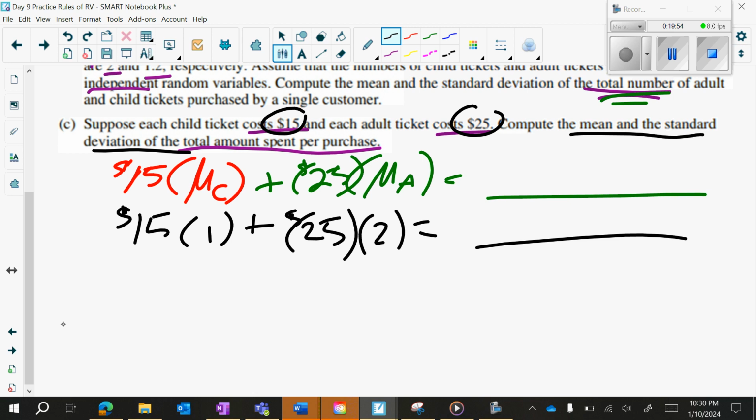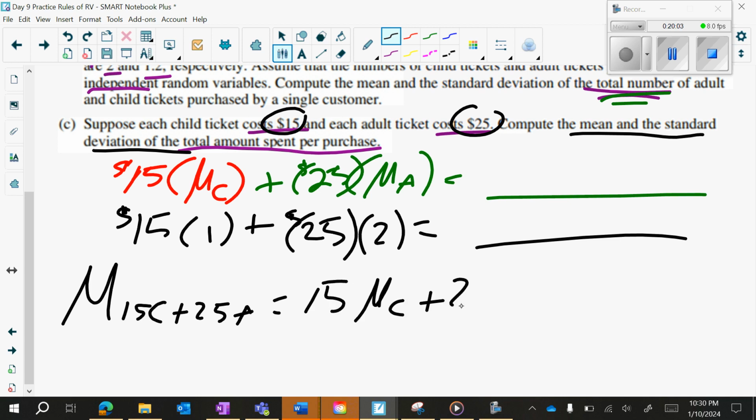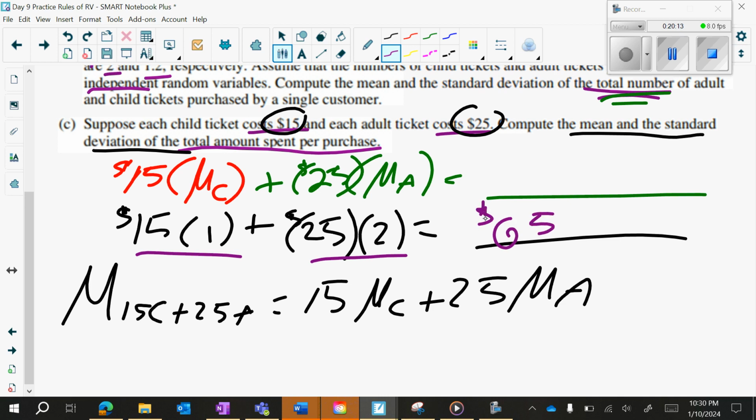So this is really the mean of 15C plus 25A. It equals 15 times the mean of C plus 25 times the mean of A, if you want to do it in notation. So we're going to end up getting 15 plus 50, which is $65. So we can expect that if we took many, many families or many, many customers, the average customer is going to spend $65 on their purchase total.